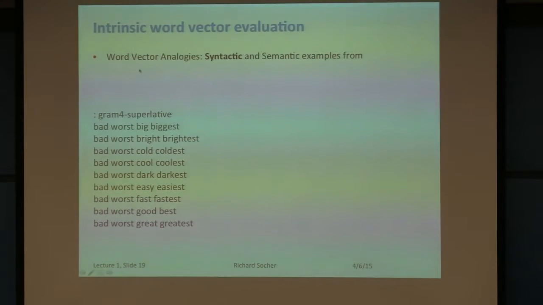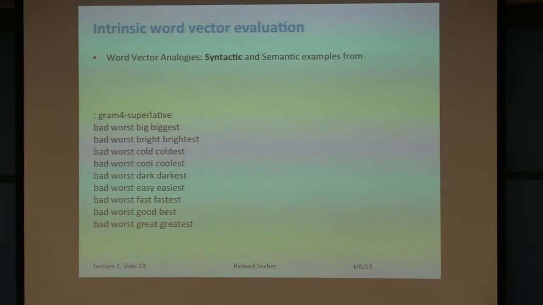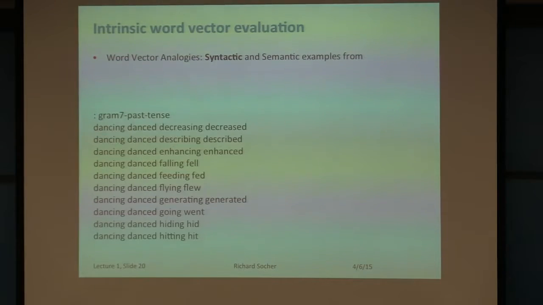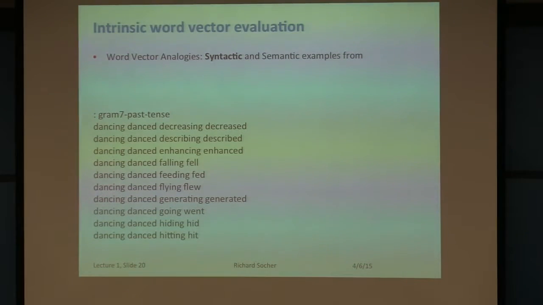All right, so those were two examples of semantic tasks in this data set. The next two are syntactic. We basically have bad to worst is like big to what? In this case, biggest. And there are, again, a lot of examples that you're trying to capture with these linear systems and cosine distance. And the last one is different past tense of verbs. So you have dancing to dance is like feeding to what?